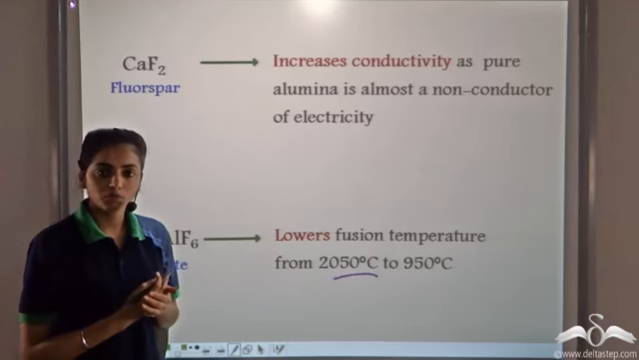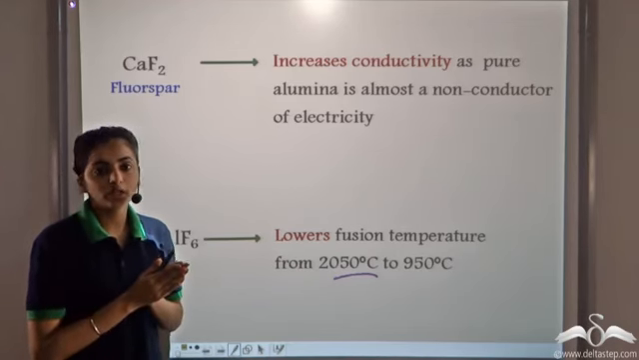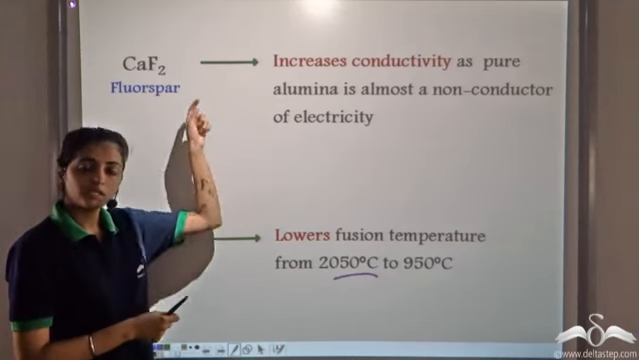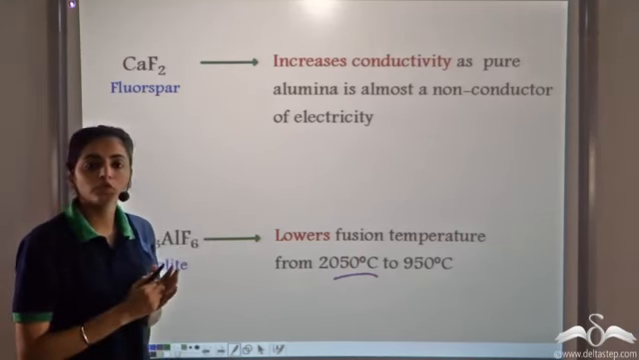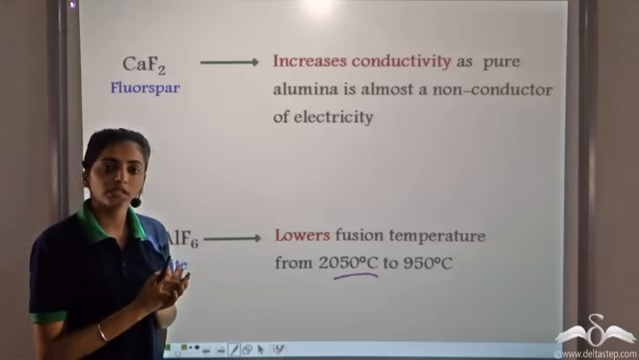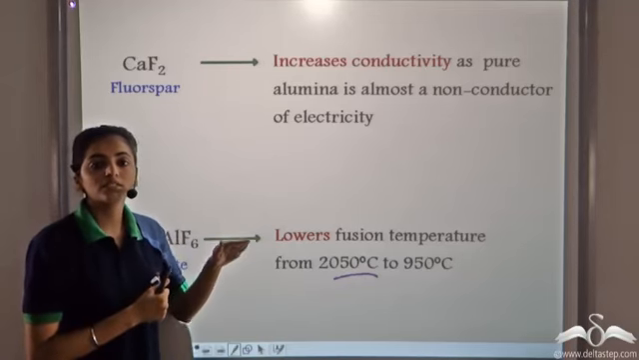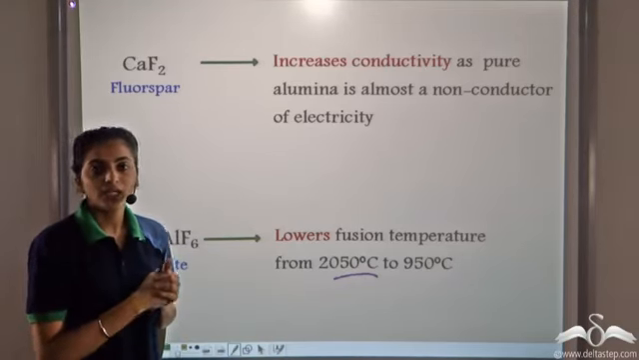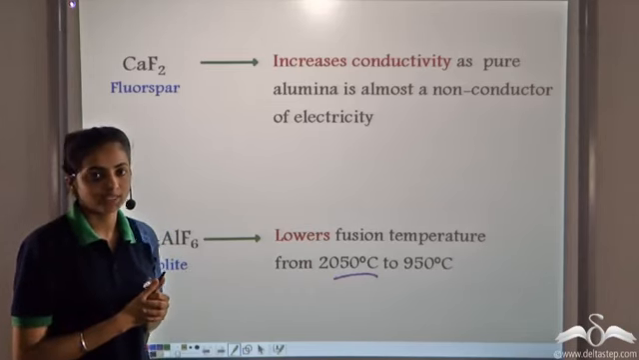So in Hall-Heroult's process, 2 other electrolytes, that is other than alumina, are used. Those 2 are CaF2 and Na3AlF6. Both of them have special purposes. CaF2 increases the conductivity of alumina, and Na3AlF6 brings down the fusion temperature. And hence, we use these 2 electrolytes in the Hall-Heroult's process.